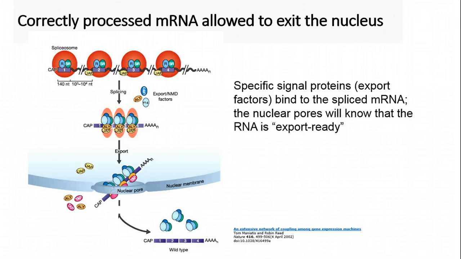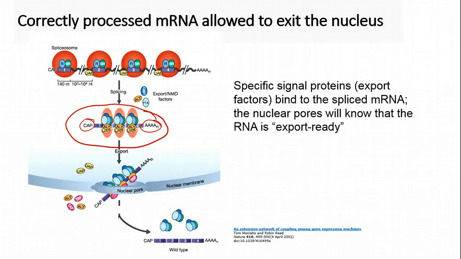If we were to let improperly processed RNA out of the nucleus, we would get an improperly coded protein which would not function correctly. So what we have are specific signal proteins. We call these export factors. You can see them as these oblong shapes here. These bind to our mRNA. Again, we have our mRNA with a 5' cap, 3' tail, and our exons in the middle. This is the information that will tell us how to make a protein.